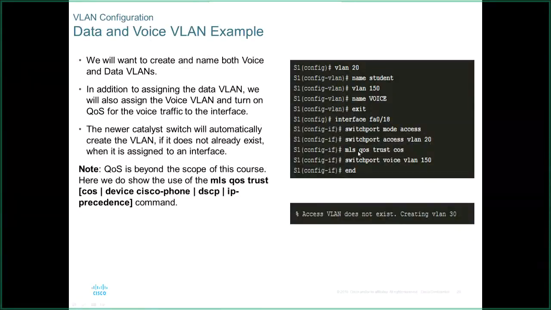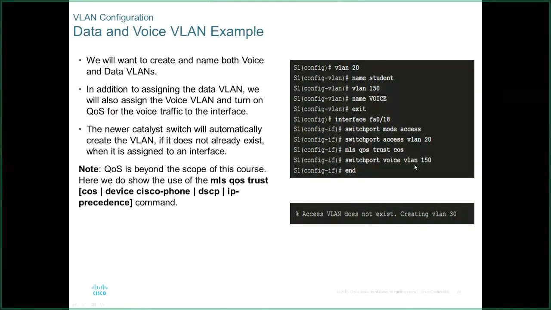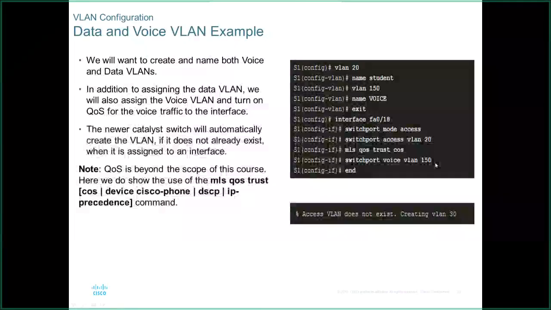Then we do the quality of service command, mls qos trust cos. So that's quality of service trust. CoS is the type of quality of service markings used in layer 2 traffic. And then we add switchport voice vlan 150. So it knows now that it's going to tag and trust the tags for switchport voice vlan 150.